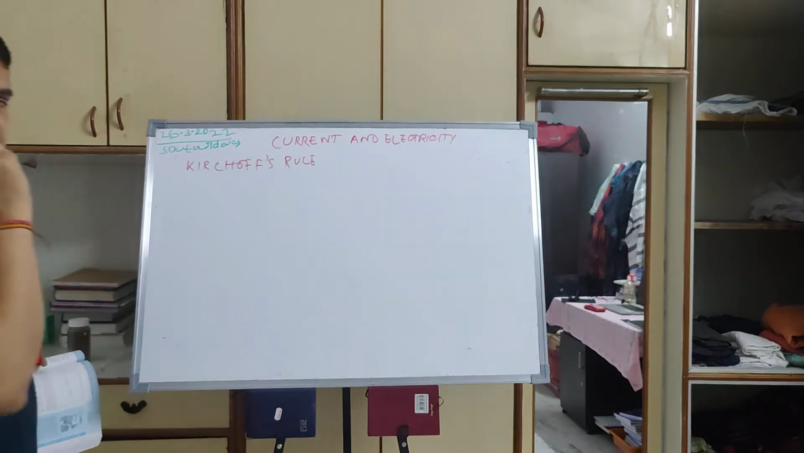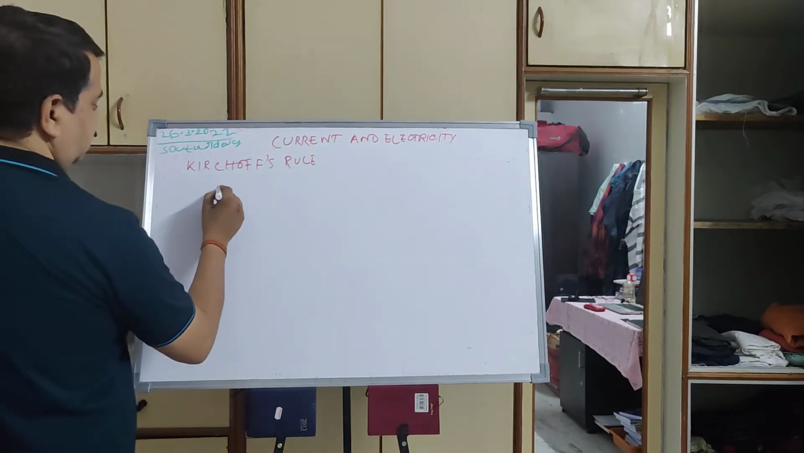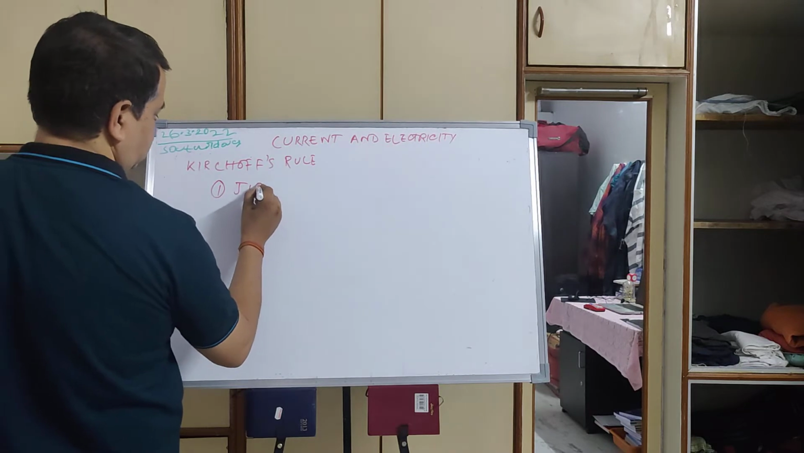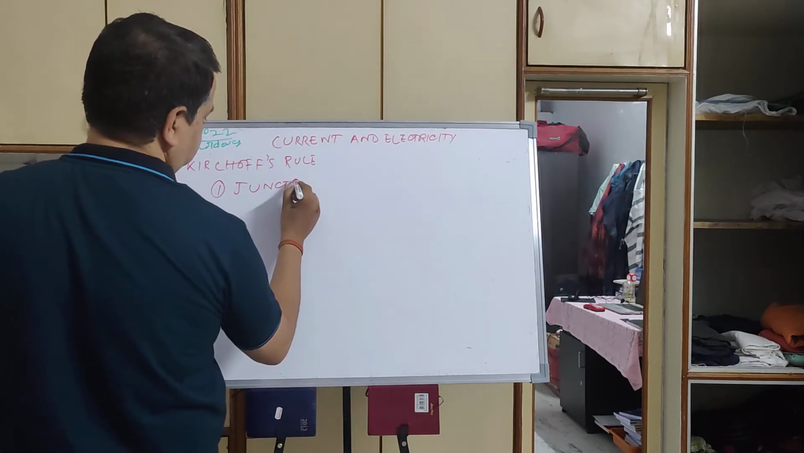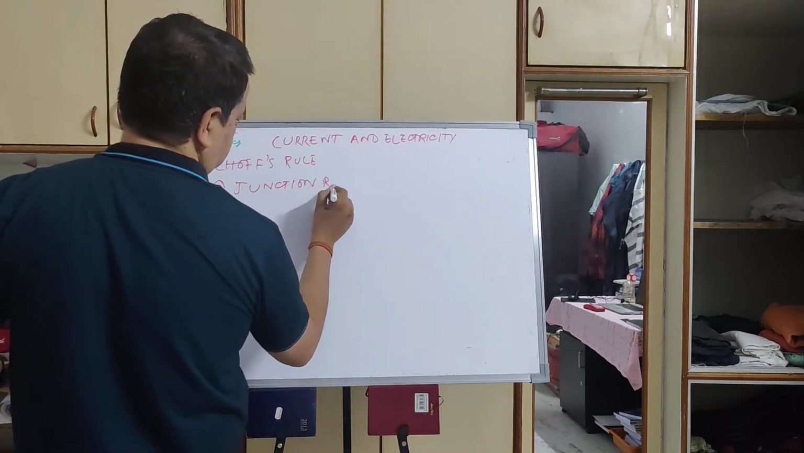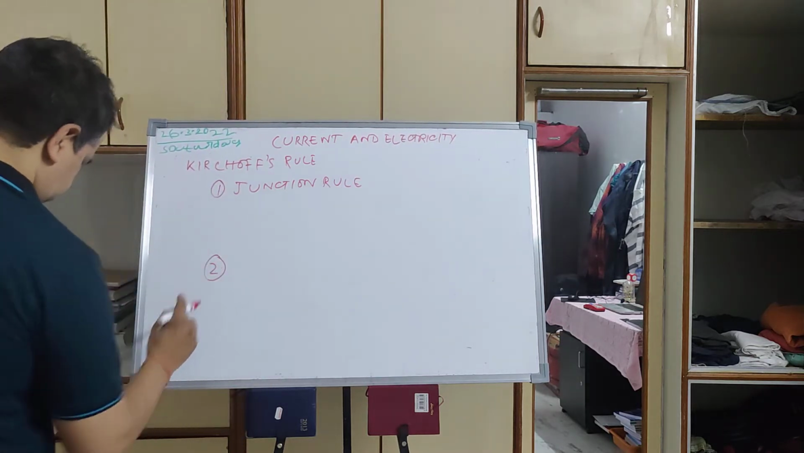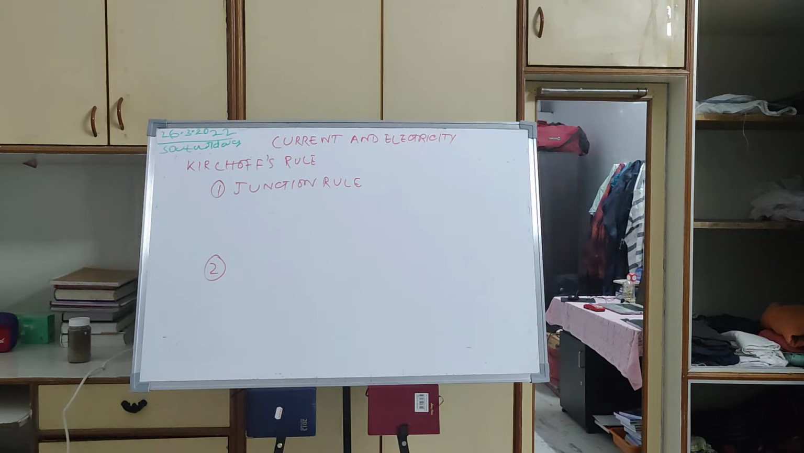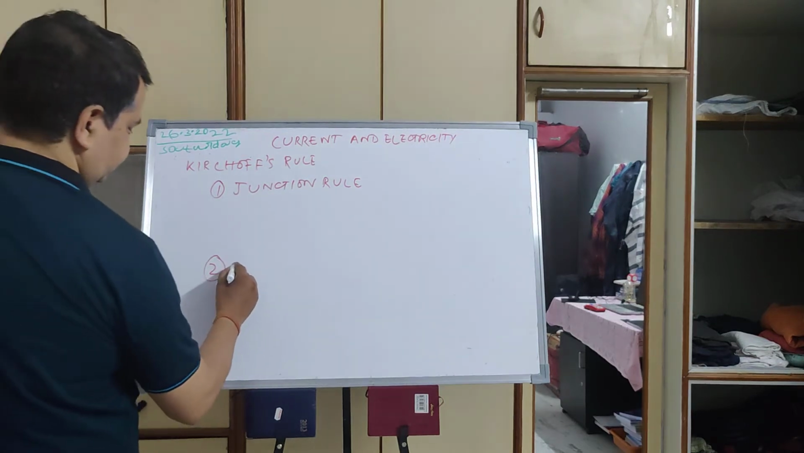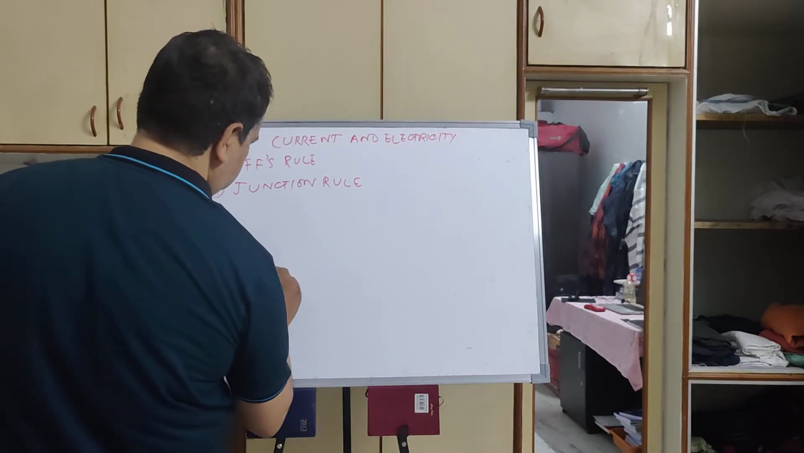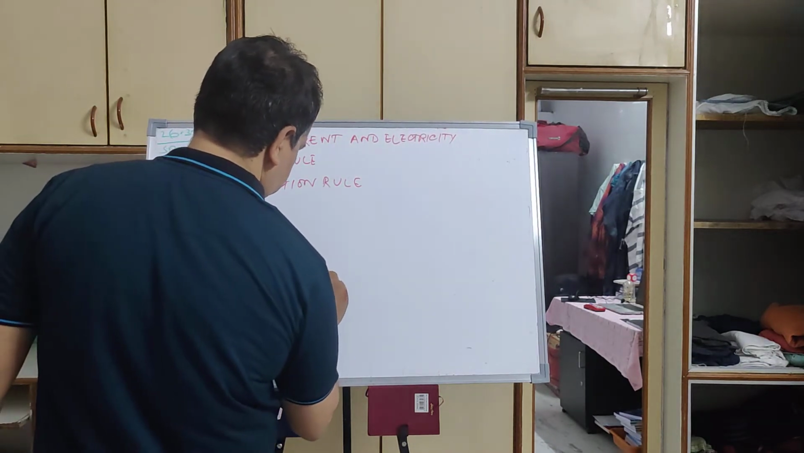There are two rules of Kirchhoff's. One is the junction rule, and the other one is the loop rule.